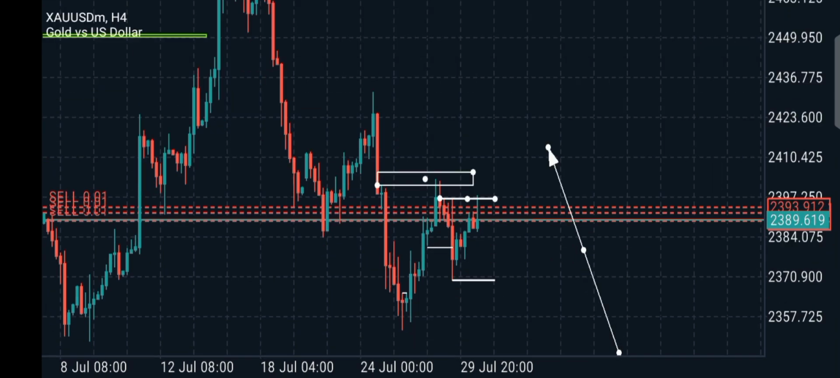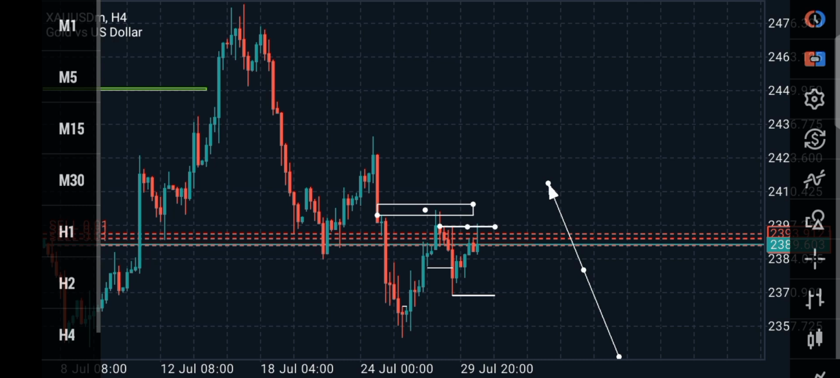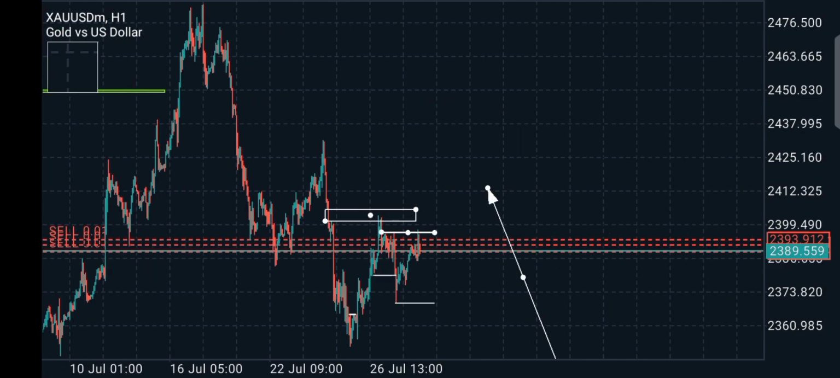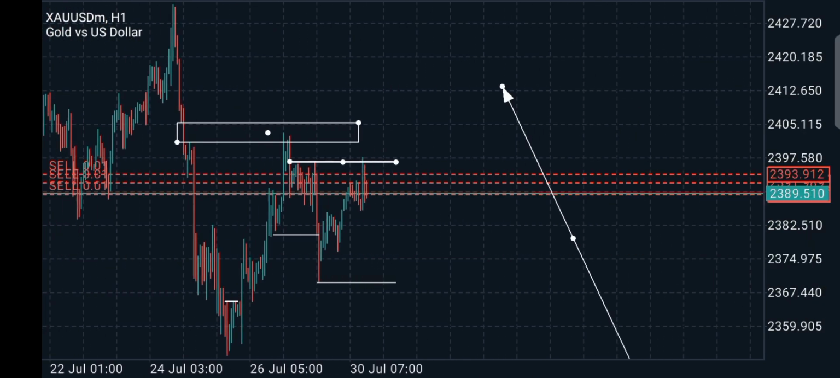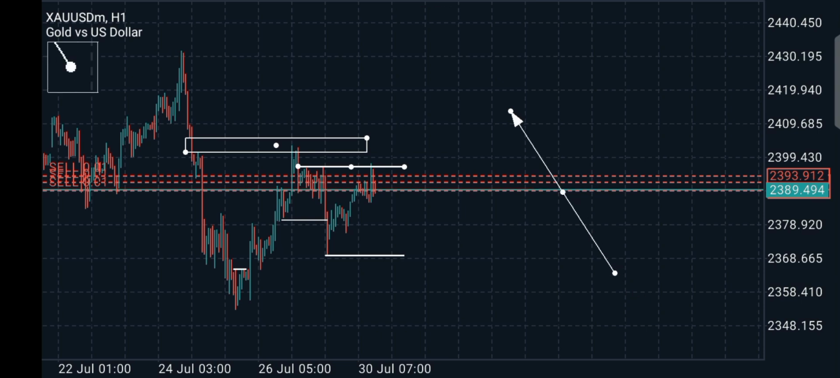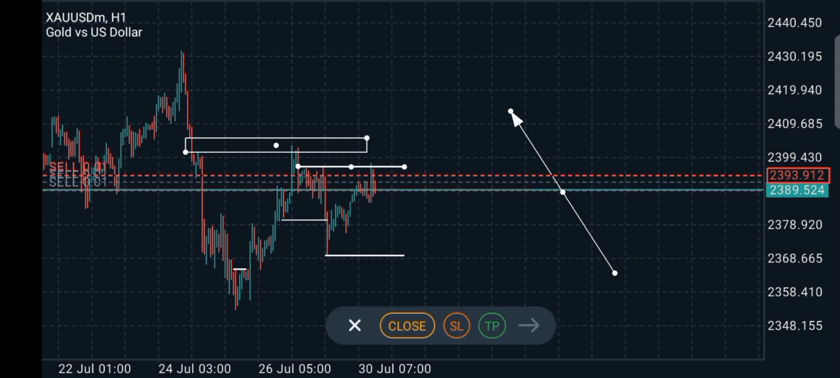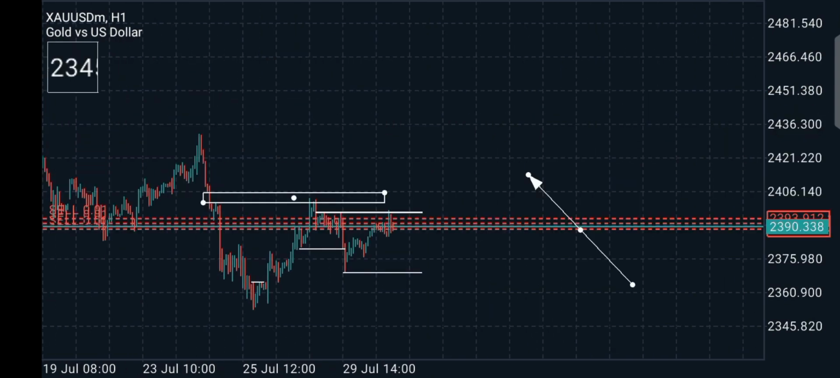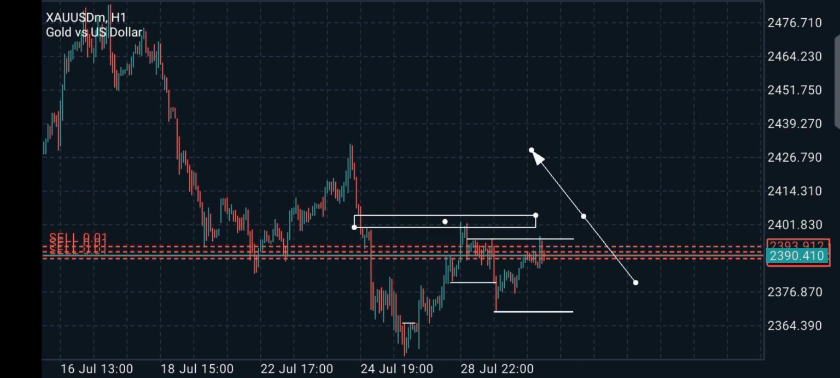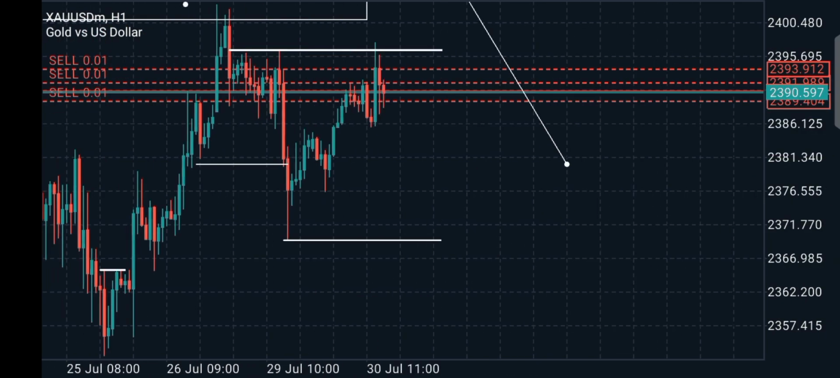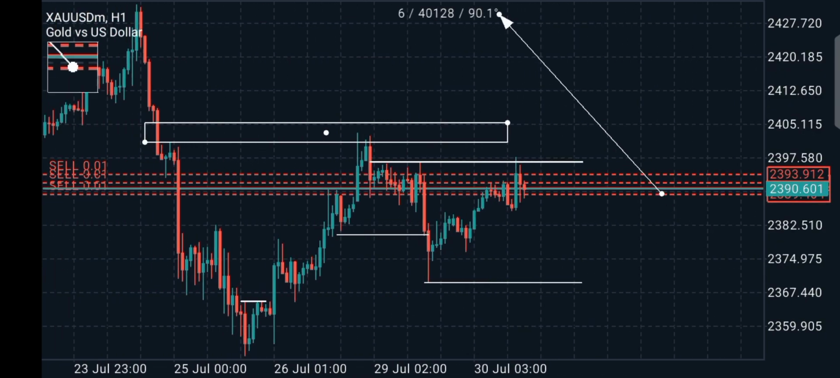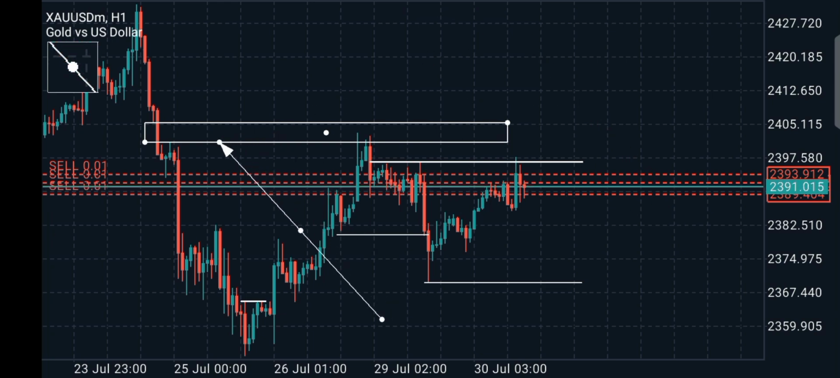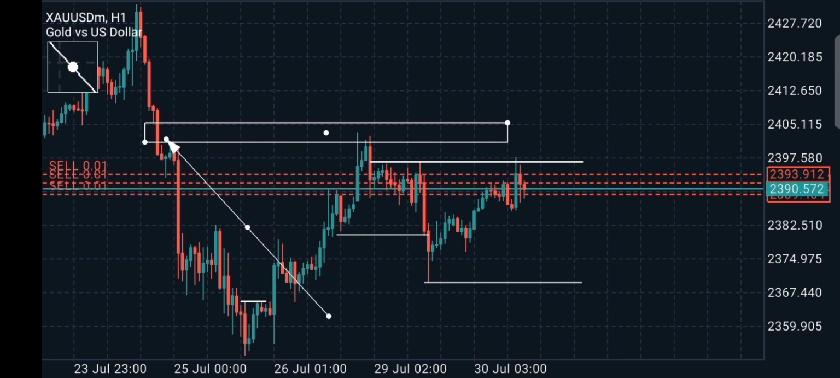So now fast forward down to 1 hour. This was what I saw here, which made it look very interesting. Let's open it up. So on 1 hour, guys, watch here. Here is another block. Here is an imbalance, FVG.